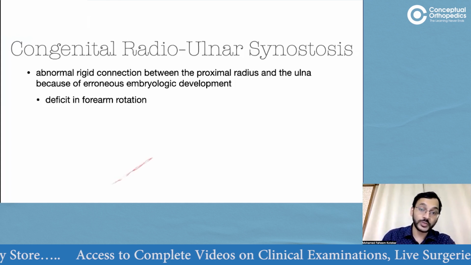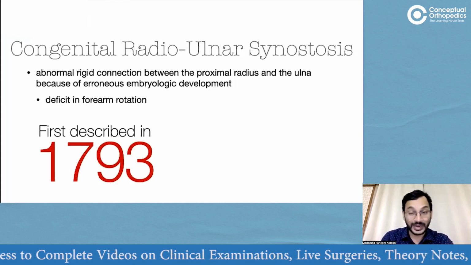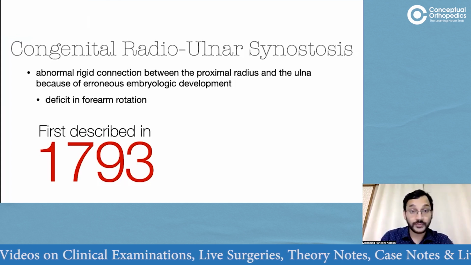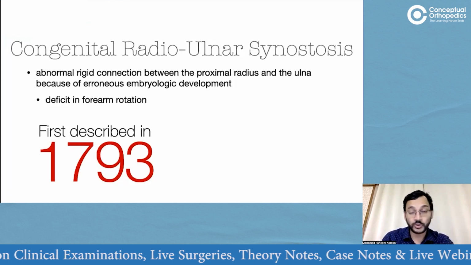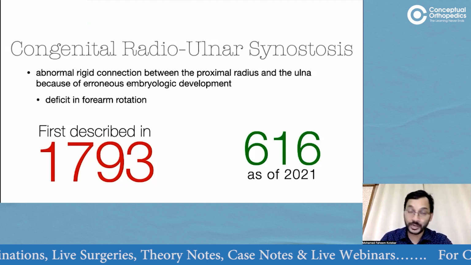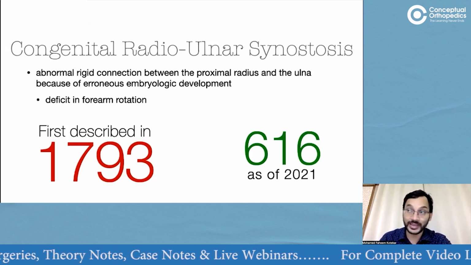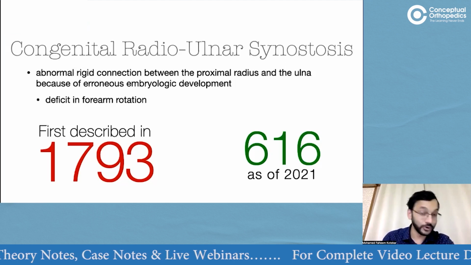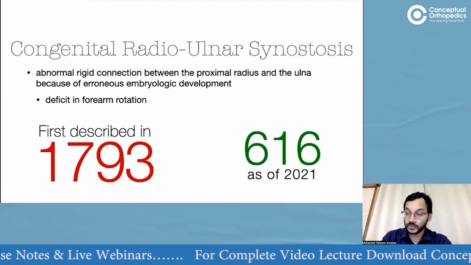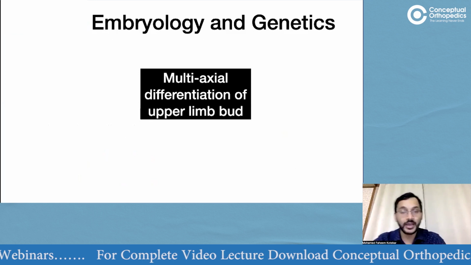This was first described in 1793, and to date, by 2021 when the last review article was written, the number of cases of congenital radioulnar synostosis amounts to somewhere around 616 cases only. So if you come across any case of congenital radioulnar synostosis, it is a very good case for a case report, or if you have many cases, you can write a case series about it. So let's talk about the embryology and genetics for a bit.